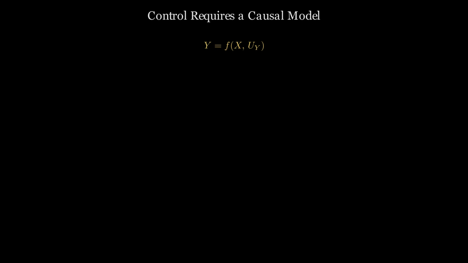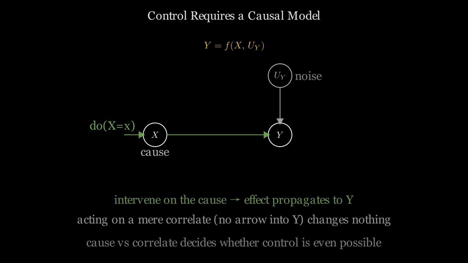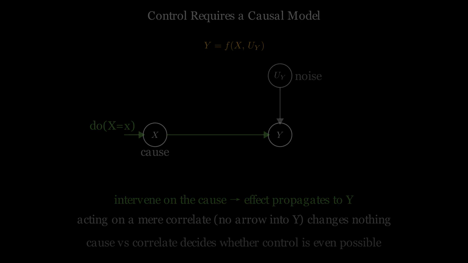Control requires knowing what causes the outcome. Correlation tells you that two variables move together. Causation tells you that changing one will change the other. Only intervention on the true cause produces the intended effect. Intervening on a correlated variable that is not the cause does nothing. The outcome is determined by its causal structure, not by what co-varies with it. Control without a causal model is guessing.